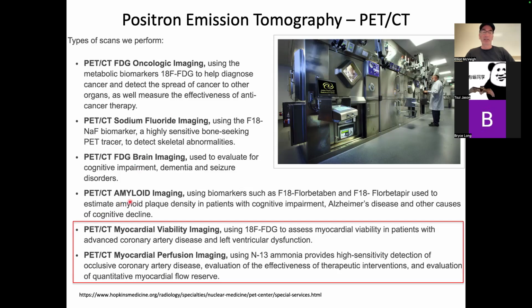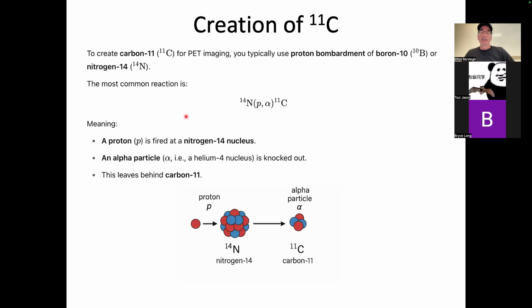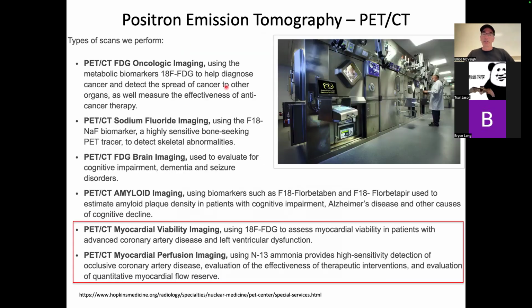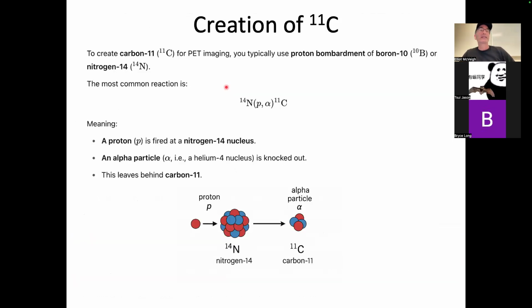But you can image amyloid plaques in Alzheimer's disease. You can image a lot of dementia, seizure, cancer, all this stuff is available. So how do you, in this machine, make these elements? I just picked carbon-11 because you can put carbon on any organic molecule, right?